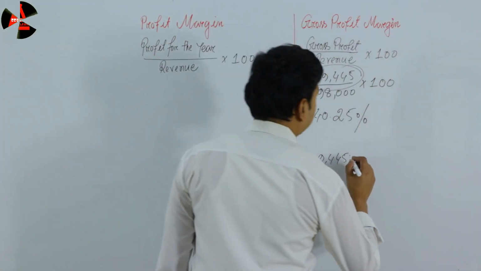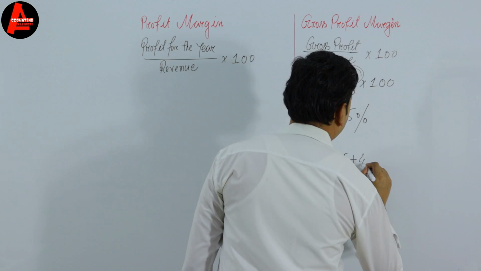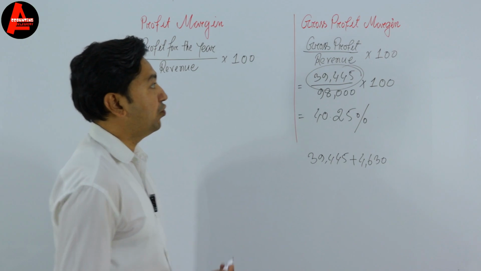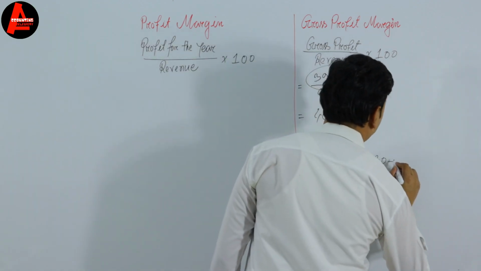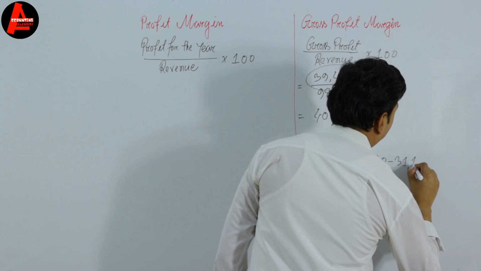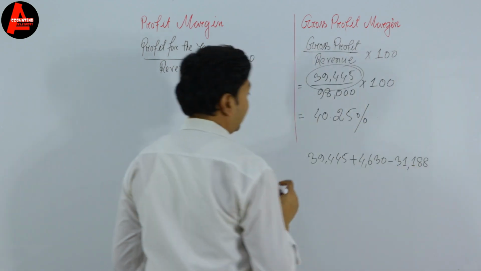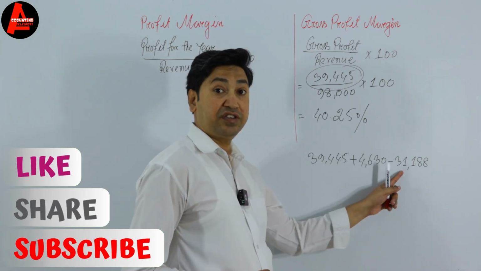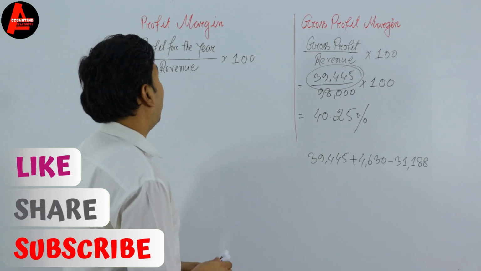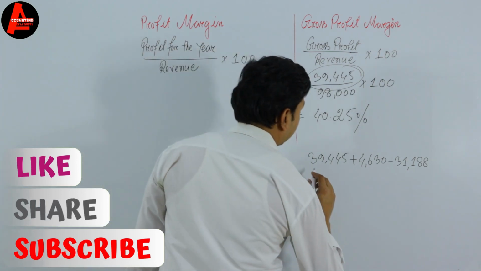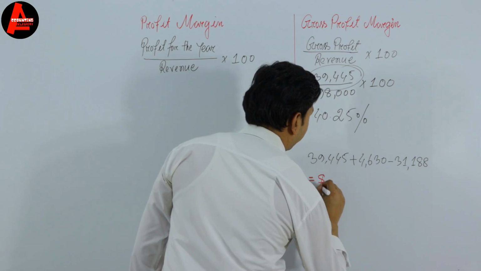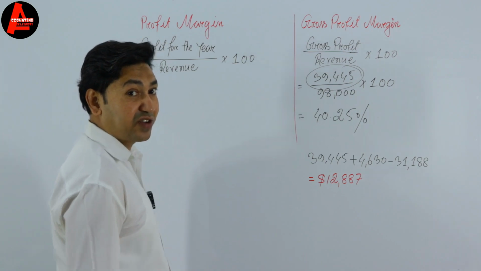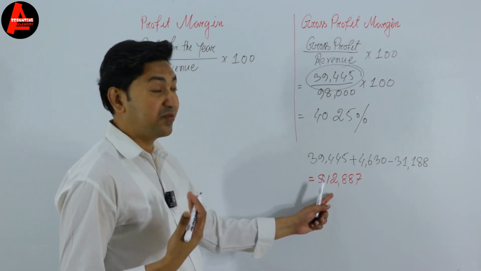Okay, so here our other income is $4,630. Okay, and from these two we will subtract expenses, which is 31,188. Okay, so now if we add these two items and then from the addition we subtract this expense, we get our profit for the year. It is $12,887. Okay, so this is our profit for the year.